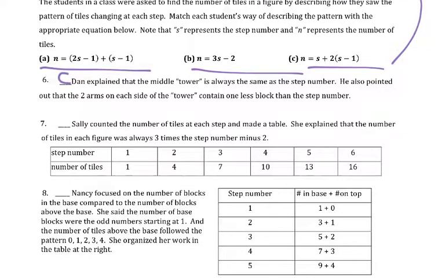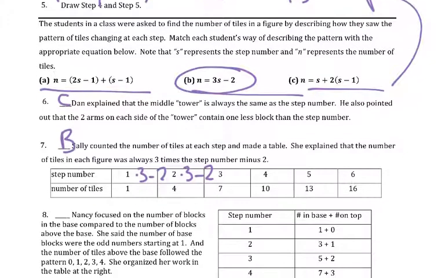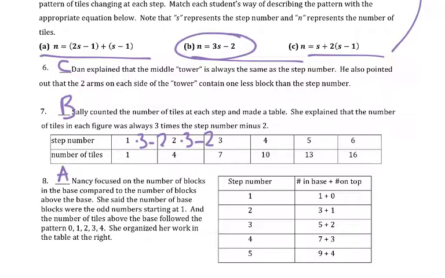It says Sally counted the number of tiles at each step and made a table. She explained that the number of tiles in each figure was always 3 times the step number minus 2. So we kind of made a table there too, but she's got hers right there. So if I take that 1 times it by 3, that's 3 minus 2 would give us 1. 2 times 3, then minus 2 would be 6 minus 2 is 4. Okay, definitely looks like that's B. Okay, that 3 times the number of steps minus 2. So it makes 8A, but let's double check.